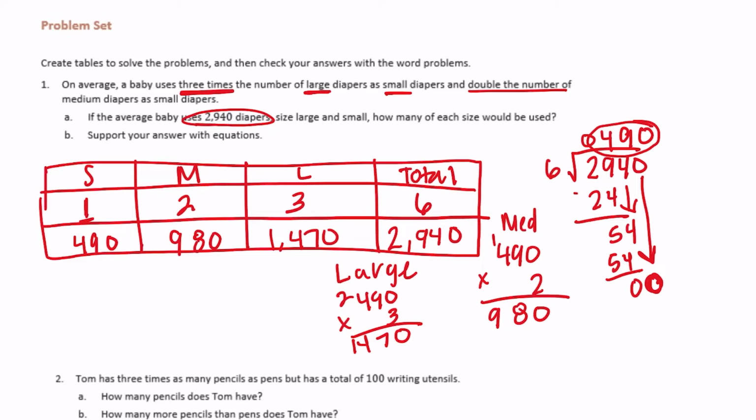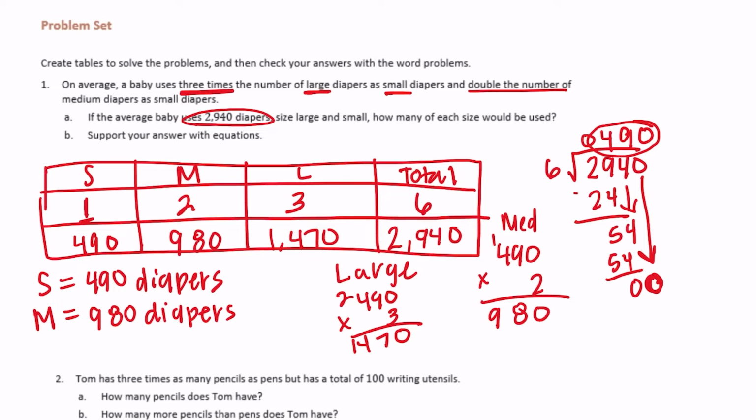So we can say that small would be 490 diapers. This is a lot of diapers. Medium would be 980 diapers. And large would be 1,470 diapers.